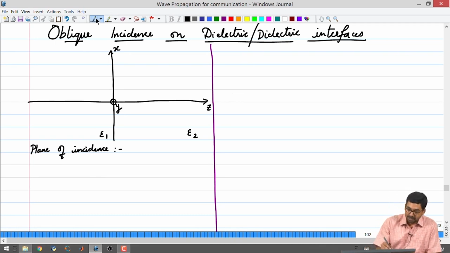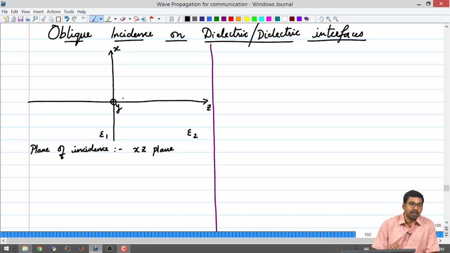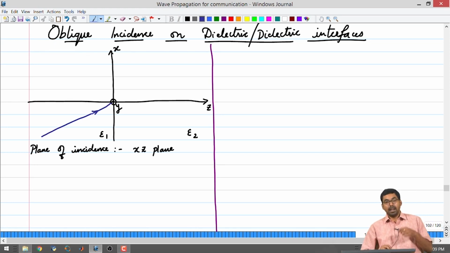So, the plane of incidence in this case is going to be the xz plane. So, whenever people talk about plane of incidence, okay, you have to draw this diagram with the dielectric discontinuity, and you also need to mark some incident, reflected, transmitted waves, etc. So, I will go ahead and draw an incident ray. Okay. So, the incident ray goes and hits the interface at the origin. It can get reflected, part of it can get transmitted, etc.